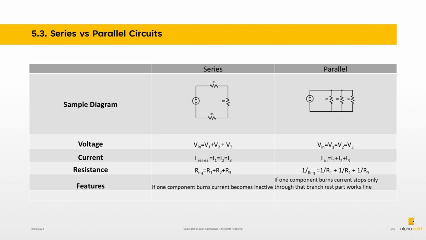Parallel circuits: voltage remains the same across all components. The total current is the sum of currents through each branch. Resistance is calculated using the reciprocal formula. If one component fails, the rest of the circuit continues to function.